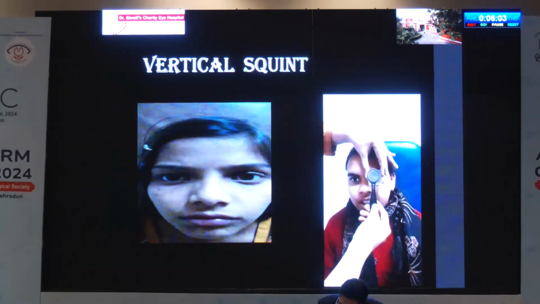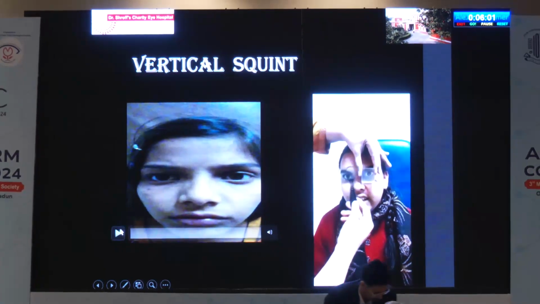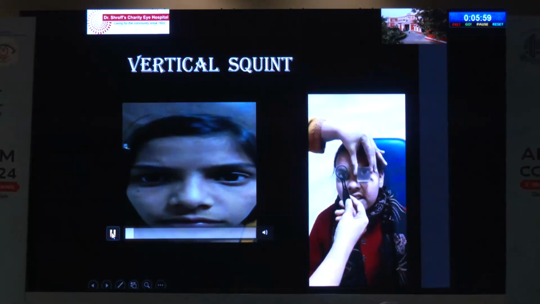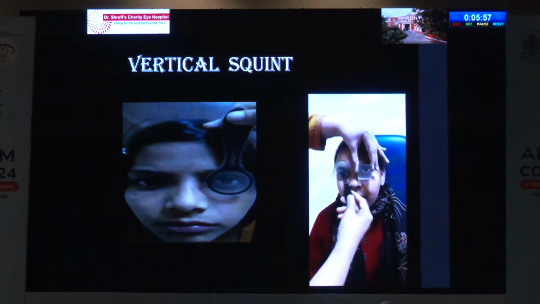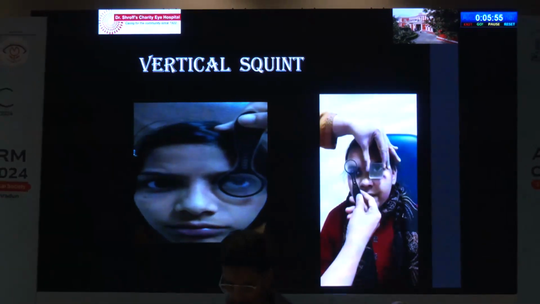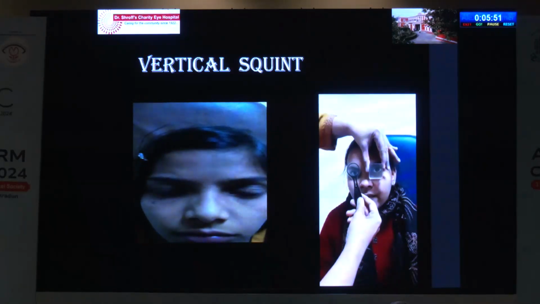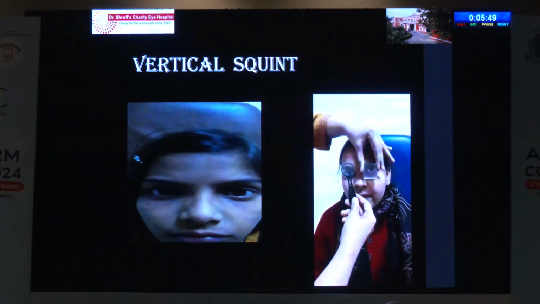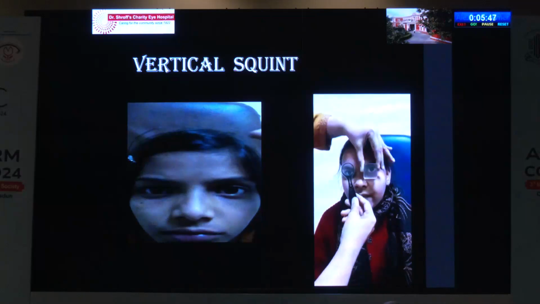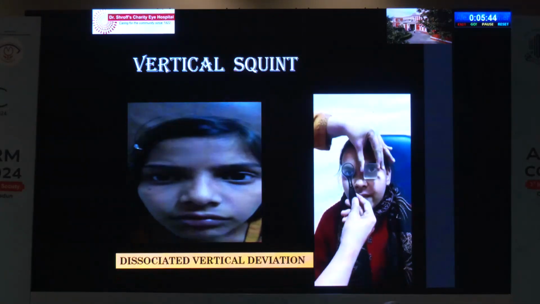In this child, you will get a nystagmus. See the nystagmus which is there? This cyclovertical nystagmus is normally seen in DVD, dissociated vertical deviation. So there is a latent hypertropia, latent DVD here. So that's how we differentiate.